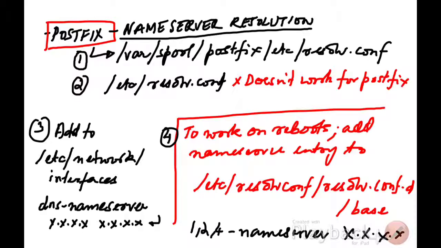In case you do not want to use this and you're using DHCP and you still want a DNS configured that persists over reboots, then you could use the fourth option, which is in the directory etc resolvconf resolv.conf.d, and the file name is base, and you add it there. So these are the 4 methods of adding name resolution. Then you should be able to send out mail.